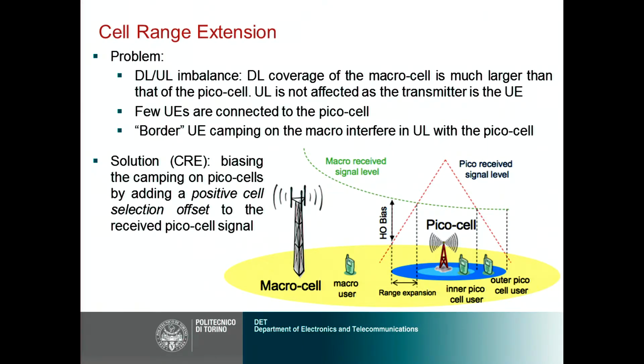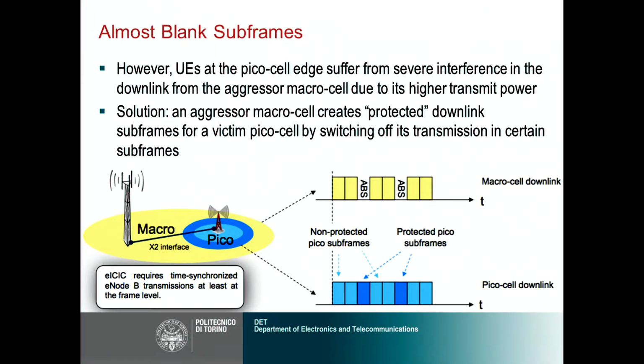So what this guy is seeing here is stronger power coming from the macrocell than from the picocell. So when the picocell is sending data in the downlink to the outer picocell user, this data may be interfered with by the macrocell on the same resource blocks. And for this reason, what the standard suggests is a procedure called almost blank subframes.